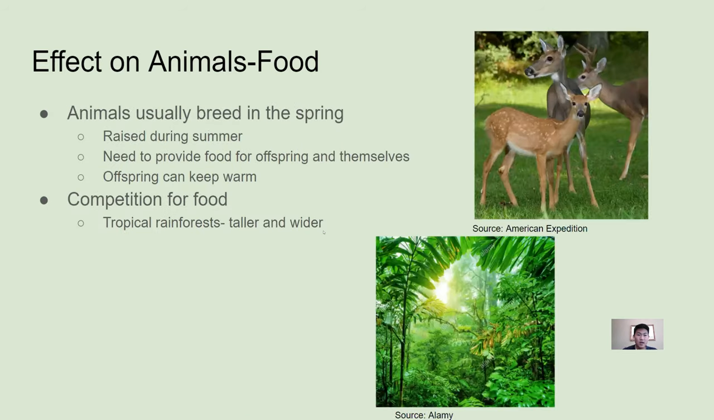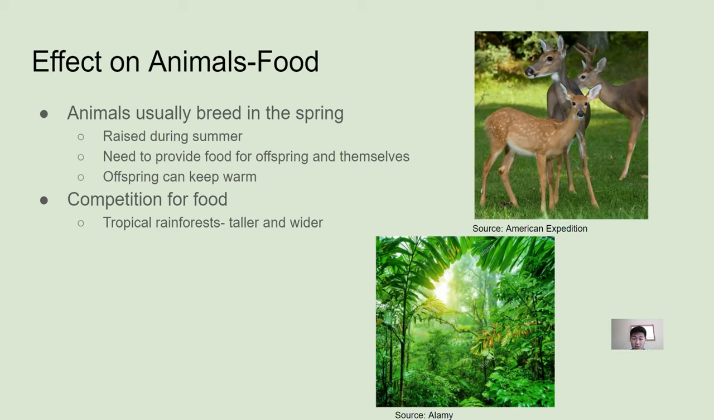So some more effects on animals are that animals usually breed in the spring. So offspring, the baby animals, are born in the spring, which means they're raised during the summer. And the reason why they're raised during the summer is that the summer is warmer months. So the offspring are more easily kept warm. Otherwise, the offspring can have trouble keeping warm and surviving. And also, as we mentioned in the last slide, there's more food. So this is able to accommodate the extra food that's needed to feed the baby animals and the offspring, right? So that's why a lot of animals are raised during the summer. And then also, because there's a lot more sunlight, there's more competition for this sunlight.